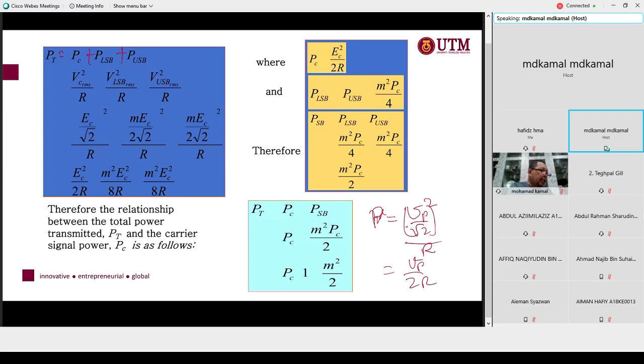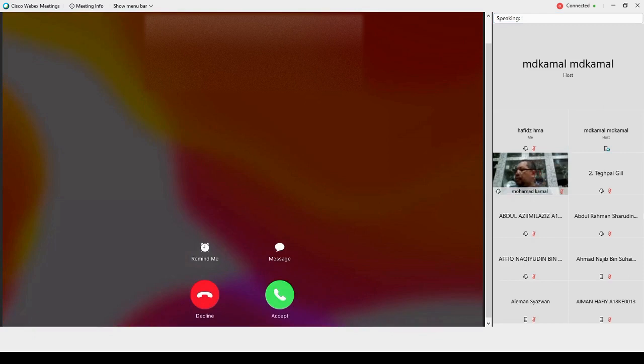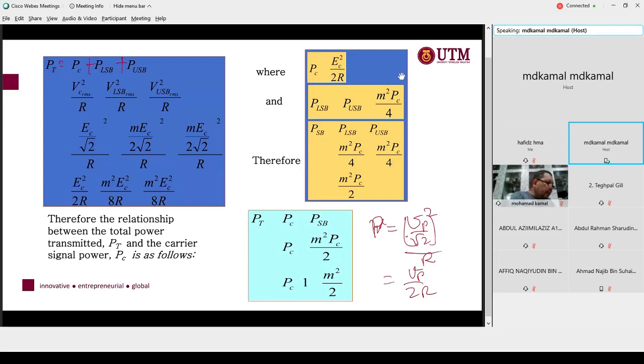Okay. So we found out that here it is Vc squared plus V LSB squared over R. This is the RMS value, which is equal to V peak over square root of 2 here. So after you do some manipulations, you square this and add all together. At the end, you find that you get Ec squared over 2R plus m squared Ec squared over 8R plus m squared Ec squared over 8R.